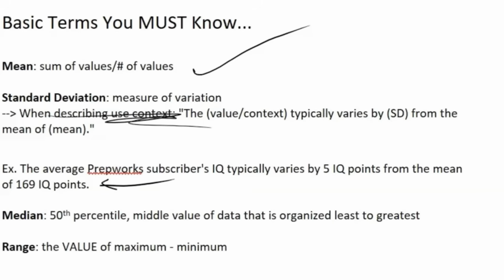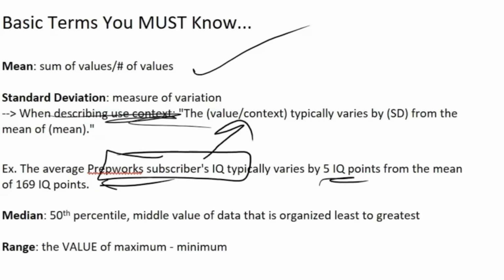Okay, that sounds kind of weird, so let's look at the example. The average PrepWorks subscriber's IQ typically varies. So PrepWorks subscriber's IQ is the value/context. Always put it in context. Varies by 5 IQ points. So that varies by 5 IQ points, that's the standard deviation from the mean of 169 IQ points.